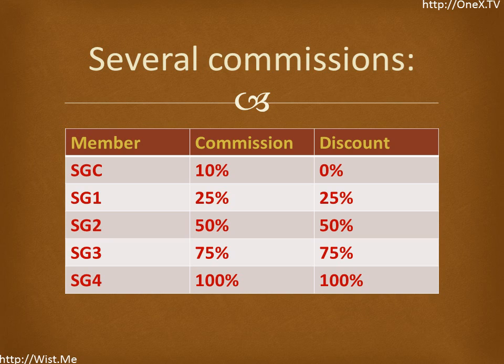If you are a Stargate 1 cadet, your commission will be 25%, and you also get a 25% discount on your silver purchases. Stargate 2 gets a 50% commission, 50% discount. Stargate 3, 75% commission, 75% discount, and Stargate 4, 100% commission, 100% discount.